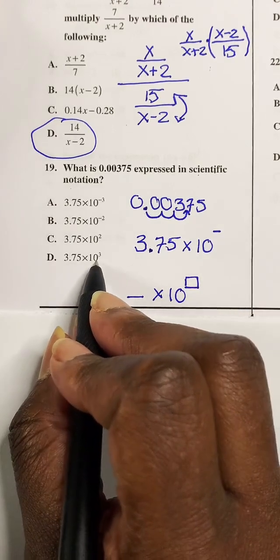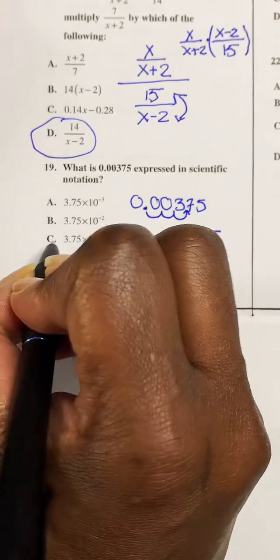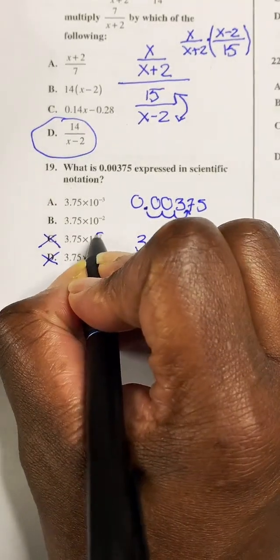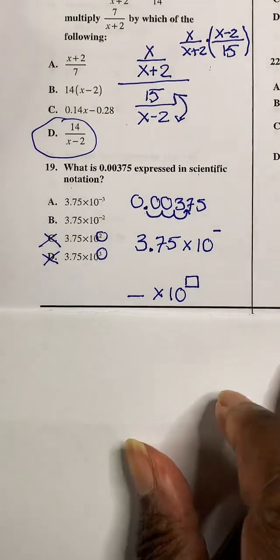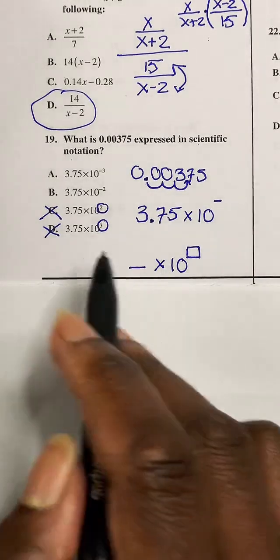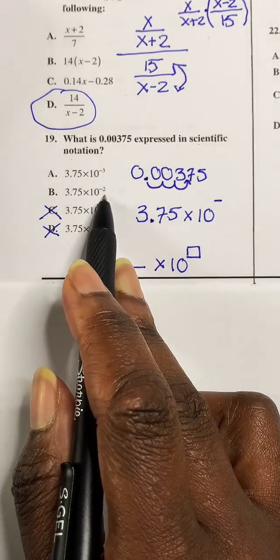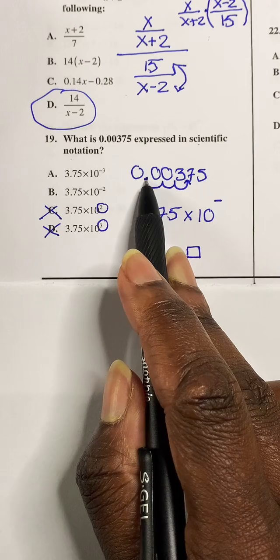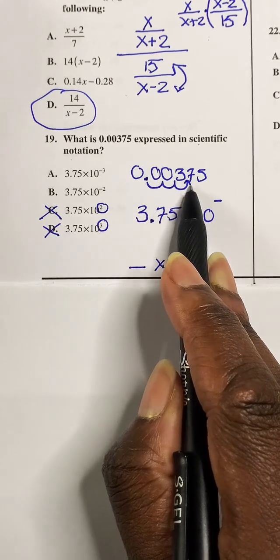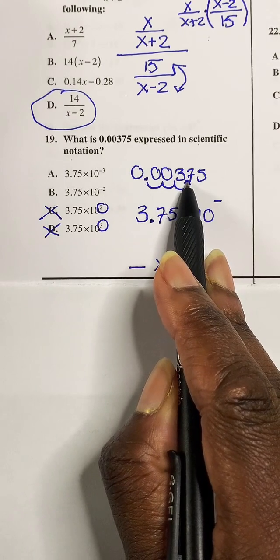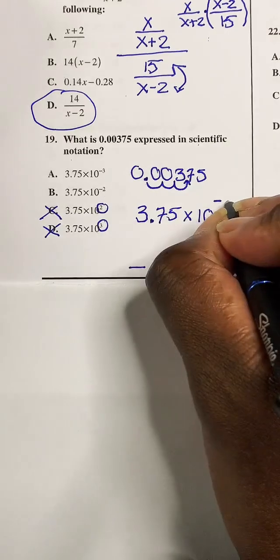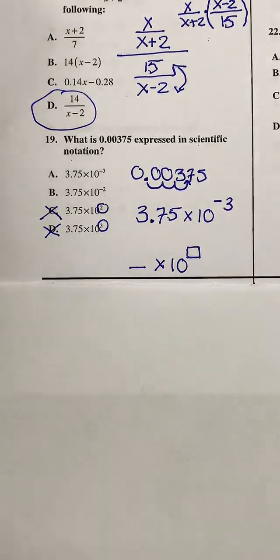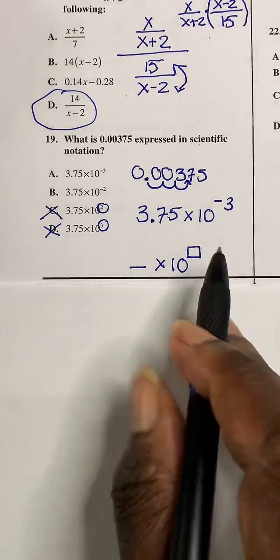So right away, D is gone, C is gone, because both of them have a positive exponent. Can't have that. So now we need to figure out how many times we moved that decimal place over. So if we started here, we moved over 1, 2, 3. So it could be between the 3 and the 7. So since we moved it over 3 places, we have an exponent of 3. Okay, so your answer is going to be A.